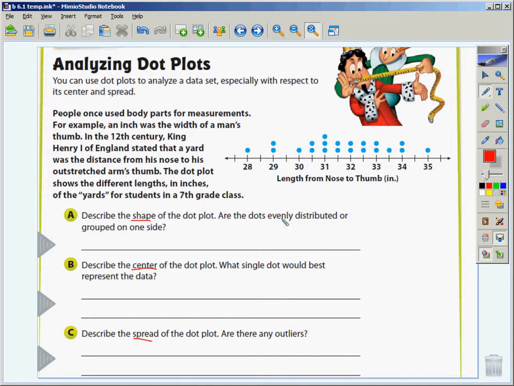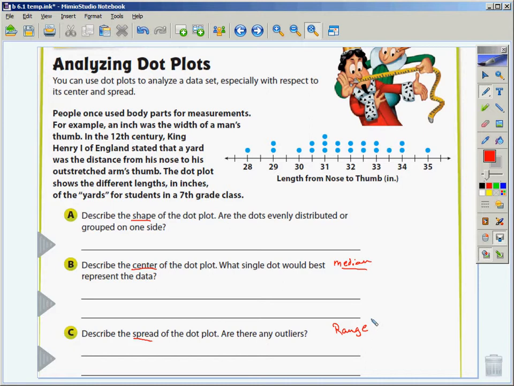Okay. What's another word for center? Median. Okay. What's another word for spread? Range.